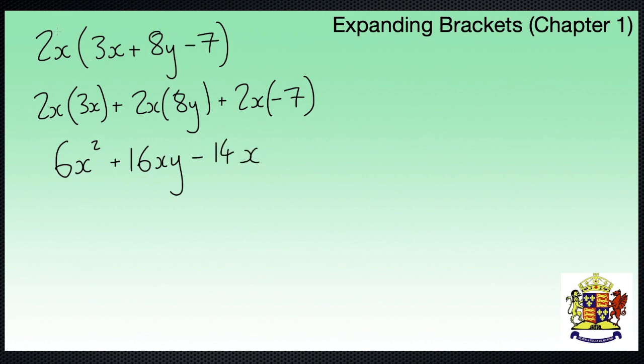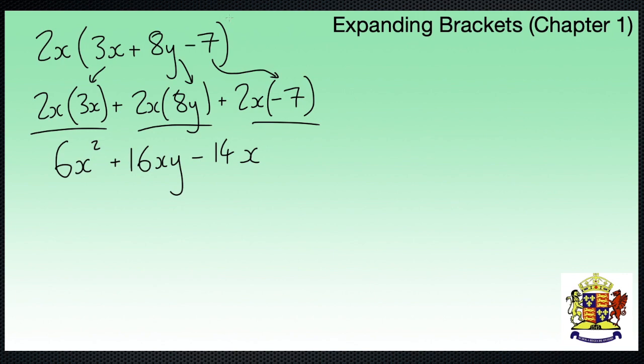And so what we've done essentially is we've grouped these up, the ones in the bracket. So we've taken the 3x, we've put it here, the 8y has gone here, and the minus 7's gone here. So we've grouped it into three groups and then expanded them.